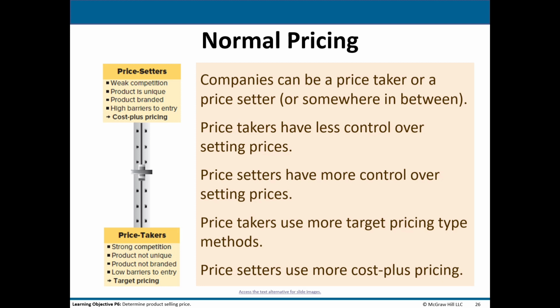Companies can be price takers or price setters, or anywhere in between these extremes. It's kind of like a spectrum. The graphic below reflects this range and the characteristics of companies at the extremes. Price takers have less control over setting prices, whereas price setters have more control. Price takers use more target pricing type methods, whereas price setters use more cost plus pricing. Most companies lie somewhere in between these extremes. We describe three normal pricing methods.